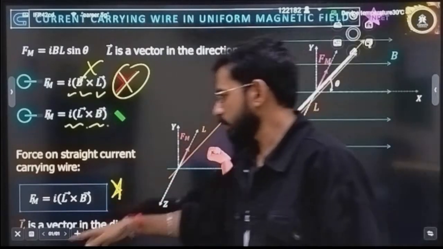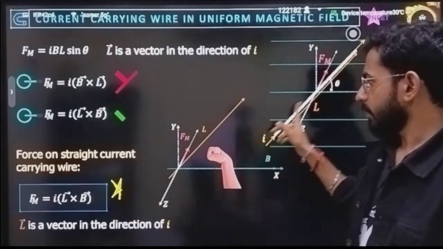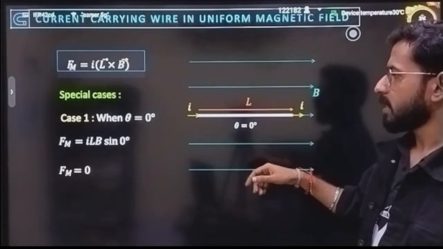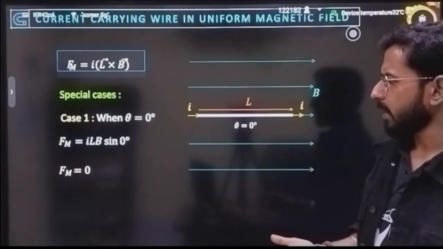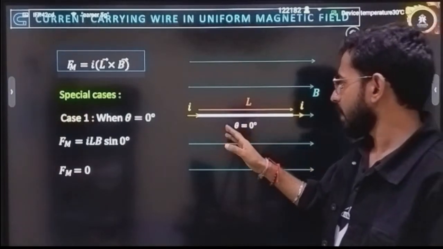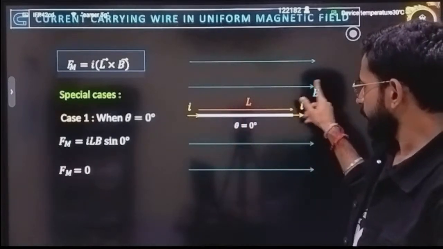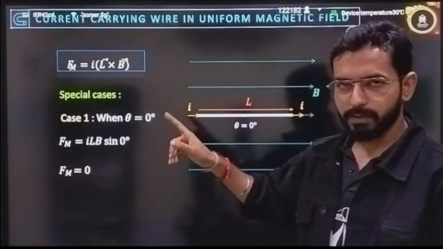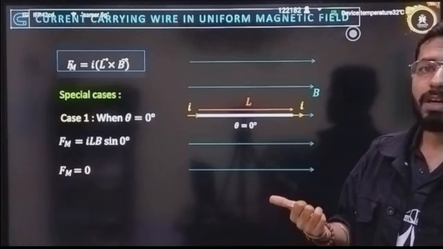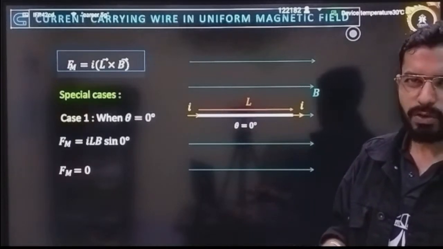And for the direction purpose, I have told you I cross B you have to do. Okay. Special case, what will be happening if theta is equal to 0? That means the angle between them is zero: the same direction for magnetic field and the same direction for current as well. That means force is equal to 0. Sin theta, sin 0 is what?